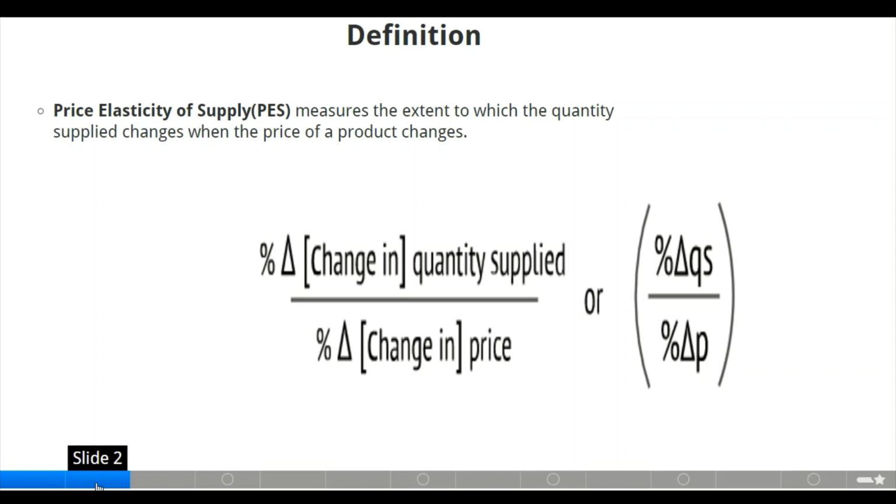Price elasticity of demand also measures the extent to which quantity demanded changes with the price. Now we move to price elasticity of supply. What is the formula for calculating price elasticity of supply? We have the percentage change in quantity supplied divided by the percentage change in price.